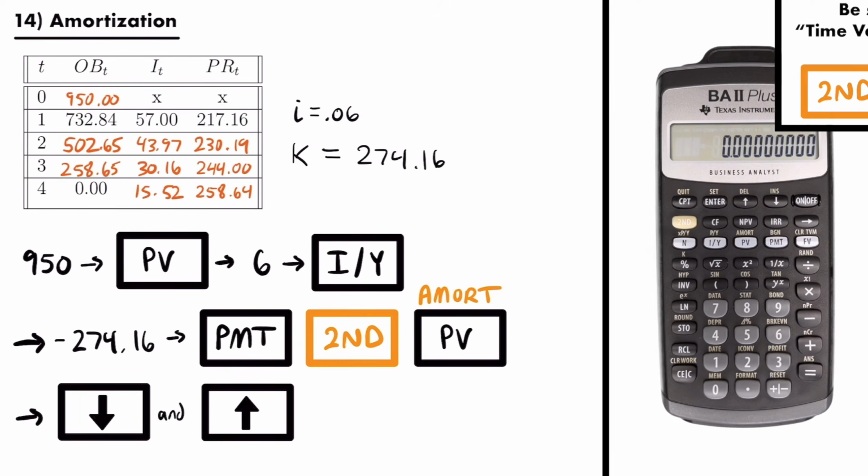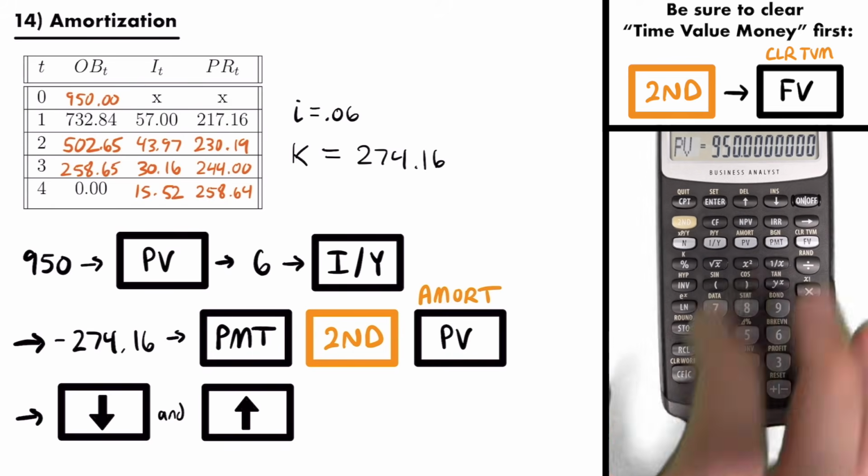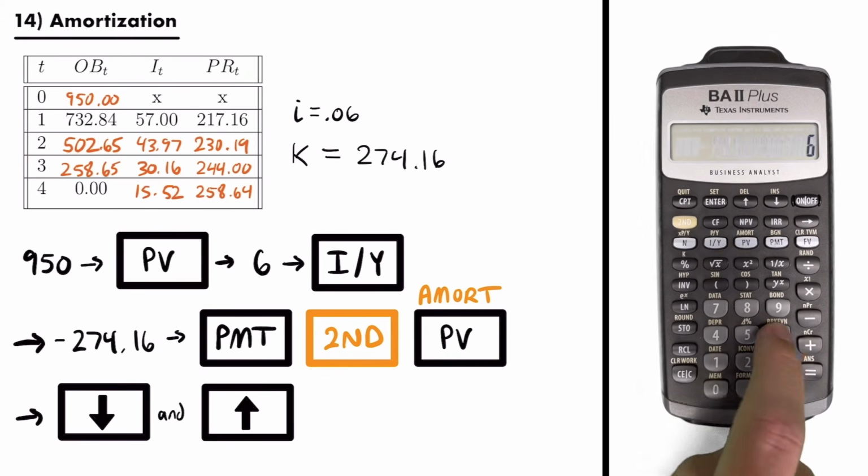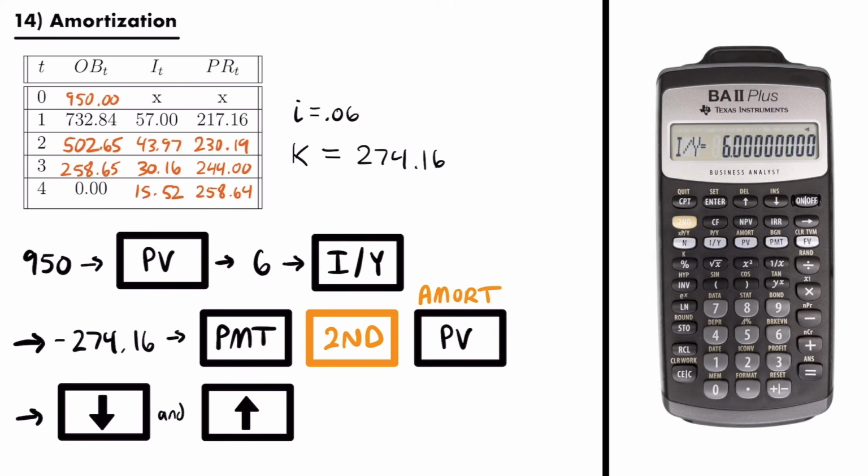And so let's put in 950, make that our present value. And our interest rate is 6%, so that'll make that our interest rate. And then our payment amount is $274.16. Now, in this case, I would recommend that you make your payment amount negative. That will help out with the amortization schedule to make sure that it is without errors. And so I'll type in 274.16, and I'll make that negative by pressing the plus or minus button, and then I'll hit the payment button right there. And then we don't need any value for n. The calculator actually doesn't need to know that, and you'll see why in just a second.